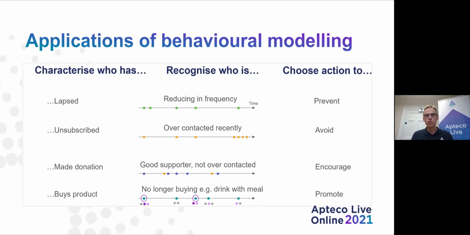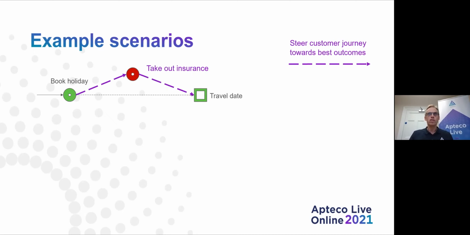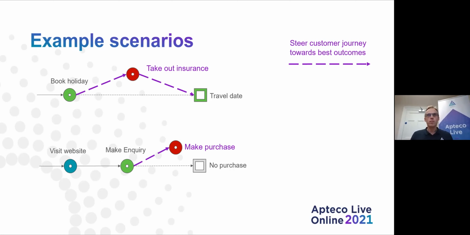Product level data can also be used, enabling patterns in your retail data, in combinations of products, to be used when planning promotions. The example we focus on today is someone who has booked a holiday for a future travel date, and we want to steer their journey towards a positive outcome of them taking insurance before traveling. Or another example, someone who has visited a website and made an inquiry, and you want to encourage them to go on to make a purchase.